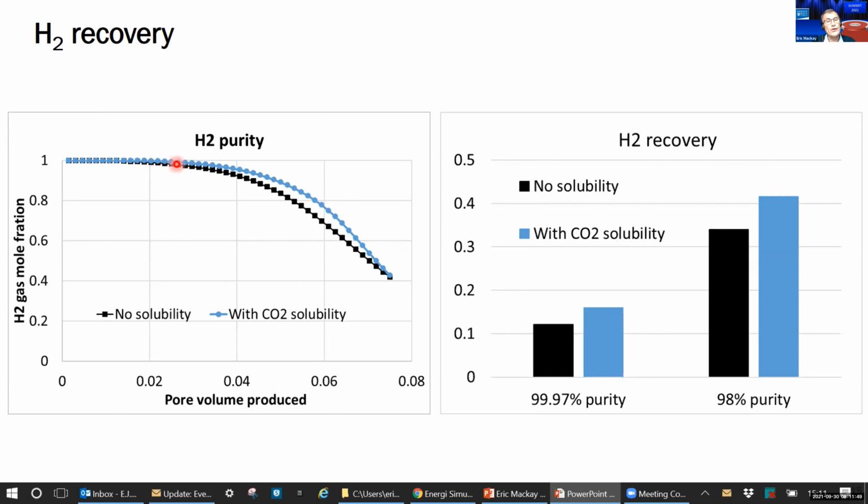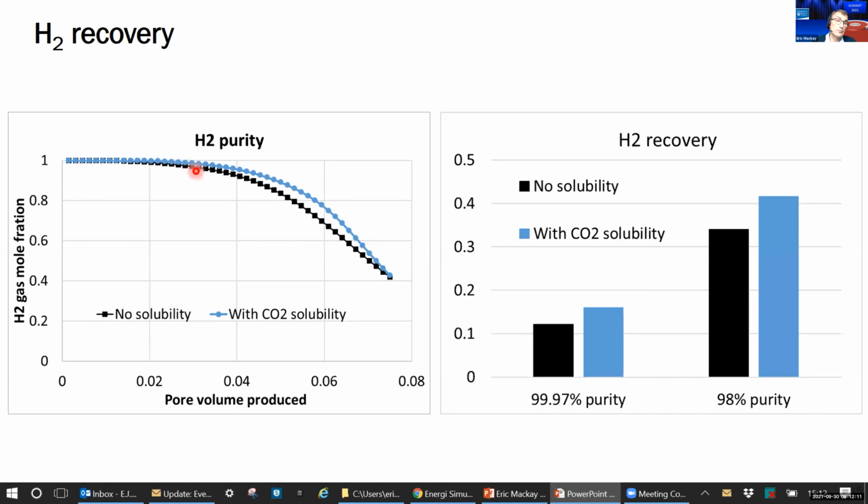Well, we can see that with no solubility of CO2, the hydrogen purity decreases more quickly than when the CO2 is soluble. So we can see a retardation effect that the CO2 dissolving in the aqueous phase has, slowing down the return of the CO2 into the production well.